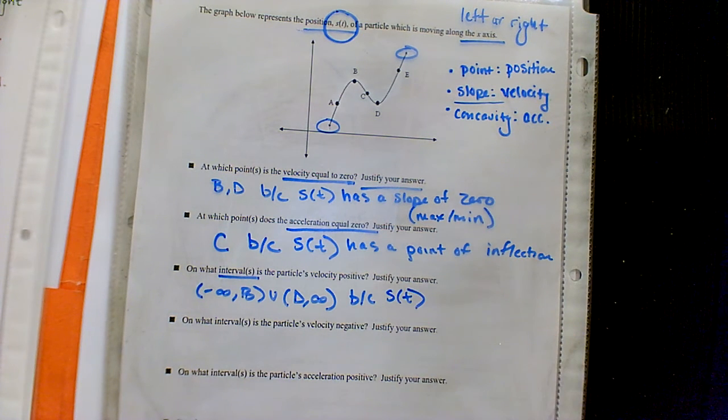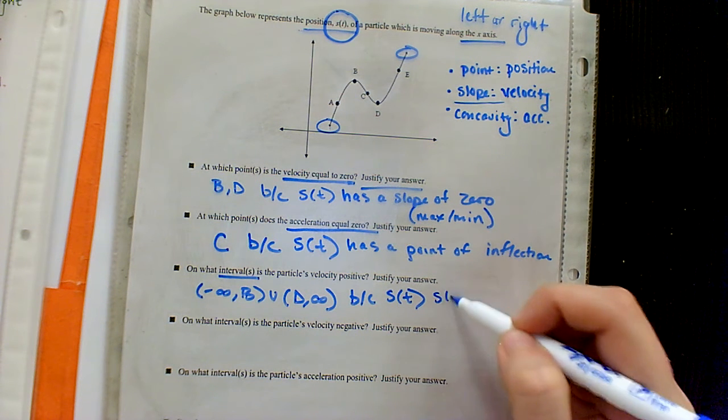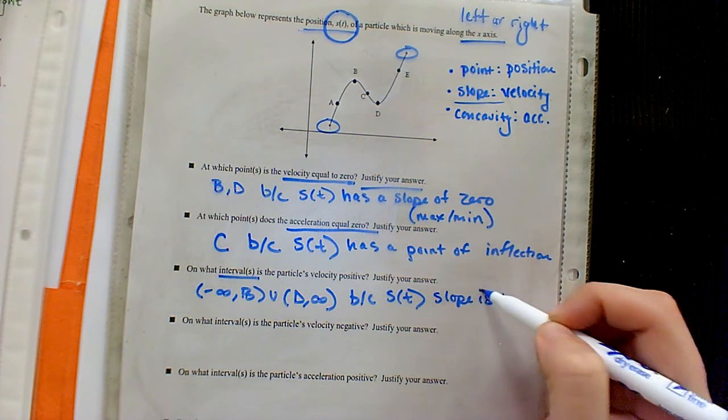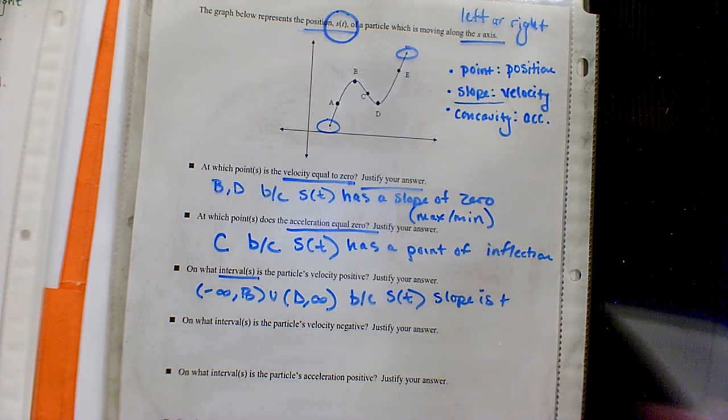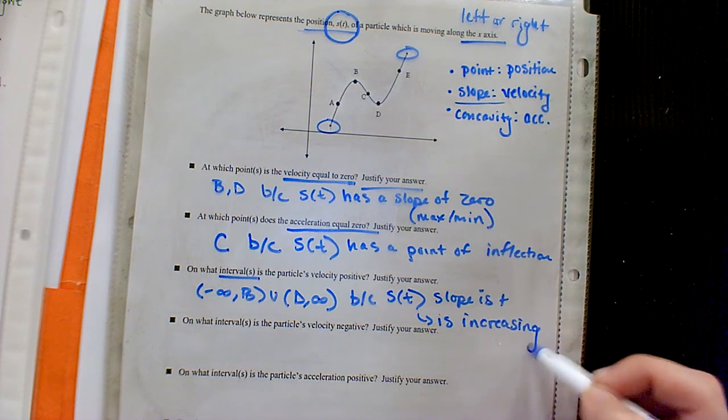All right. So those intervals, because S of t, what? Because S of t's slope is positive. What else could you say? Because S of t is increasing. Okay, either one of those. They're perfect.